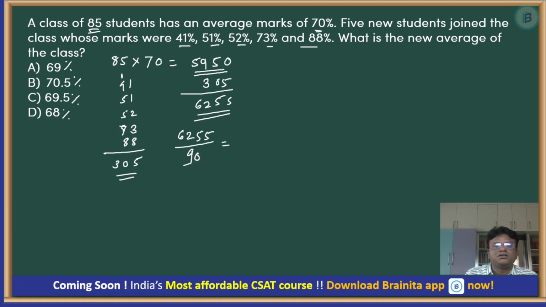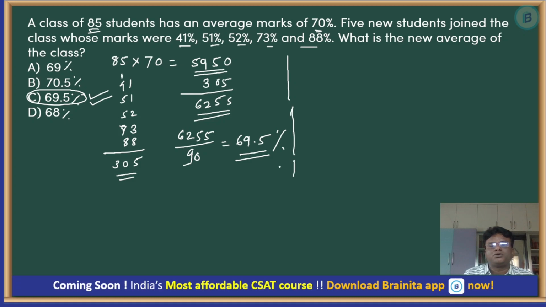So this would be 69.5%, and that would be your answer, option C. Okay, so this is a fairly straightforward and easy question.